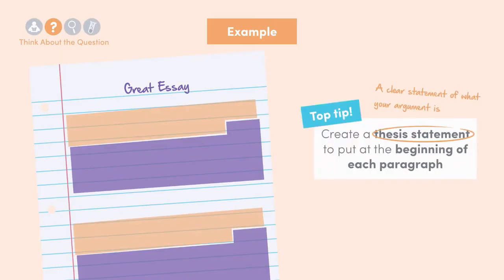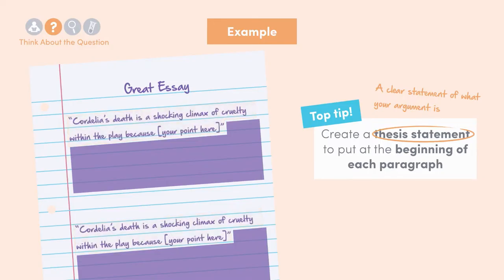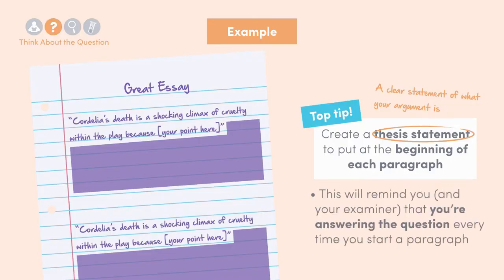to put at the beginning of each new paragraph, something like, Cordelia's death is a shocking climax of cruelty within the play because, and insert whatever point your paragraph focuses on here. This will remind you, and your examiner, every time you start a new paragraph that you are answering the question.